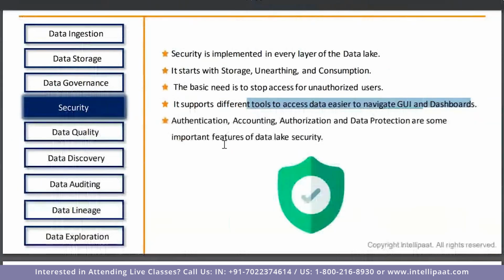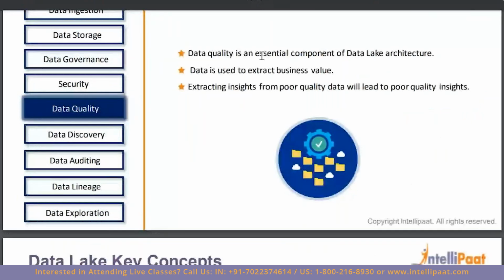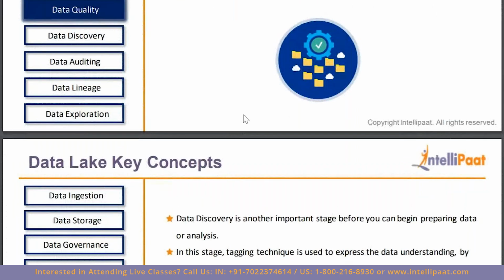Okay, now next is your data quality. Data quality is an essential component of data lake architecture. Data is used to extract business value. Extracting insights from poor quality data will lead to poor quality insights. So the data is maintained in a proper way. It's not like if data is used, suddenly we are shifting it to archival or certain things. No, it is maintained in a proper way. So this is the data quality.